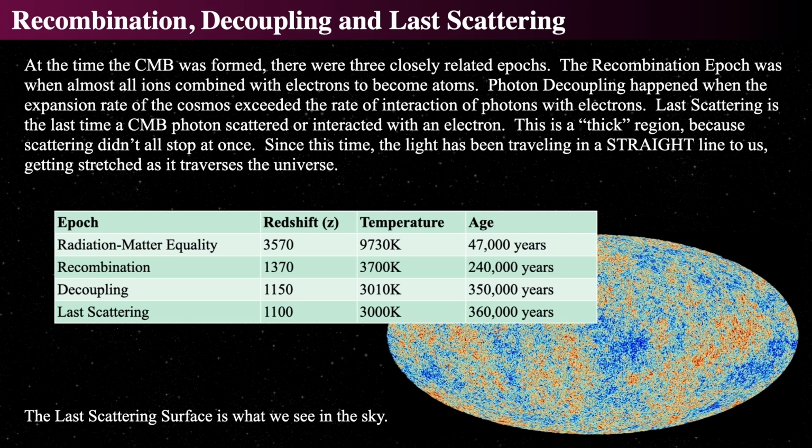So from the last time a photon was scattered until we observe it, we're seeing the universe as a picture of when it was about 360,000 years old, or sometime between 240,000 and 360,000 years old, if a photon came from one of those regions. So we're looking at the universe when it was only about 350,000 years old when we look at the cosmic microwave background, and that is what we see in the sky. That is the last scattering surface, when the photons were finally able to stream freely towards us.